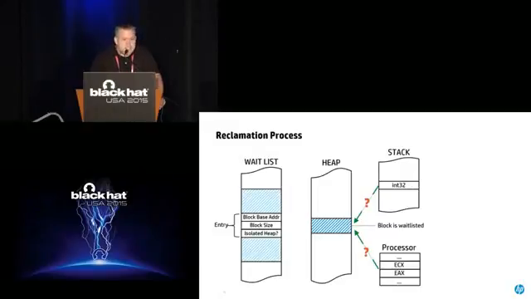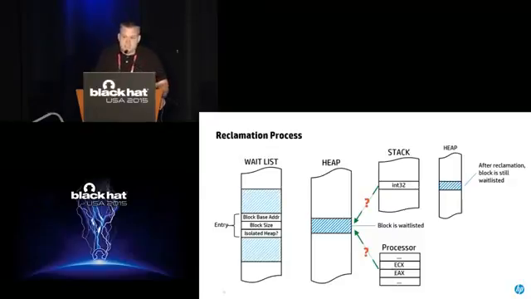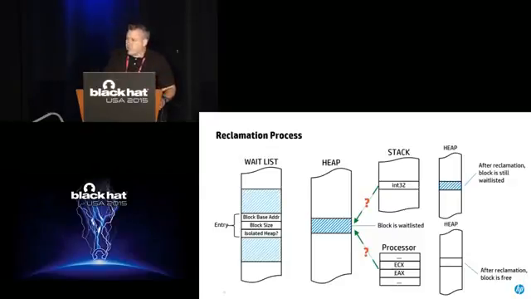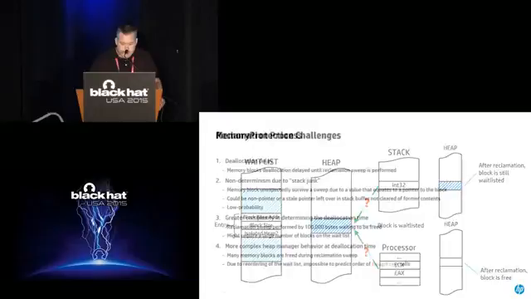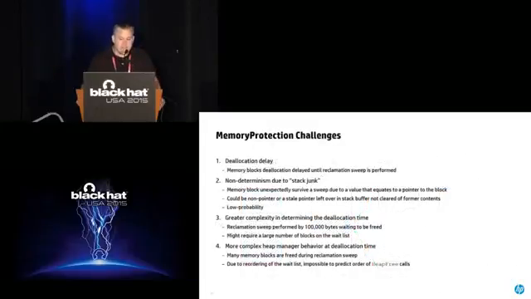If there is a reference, the block will be waitlisted and continue to be waitlisted after Protected Free is complete. But if there are no references, it will free the block at the heap manager level. So for use after free vulnerabilities where there is a reference on the stack or in the processor registers, memory protection is highly effective against those use after frees. But there are cases where references do not exist to the objects.